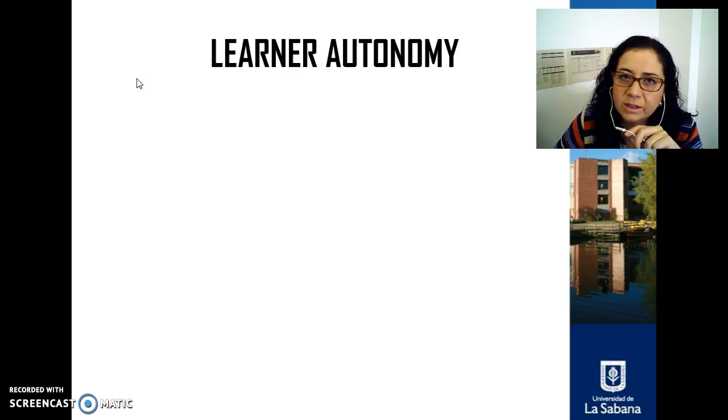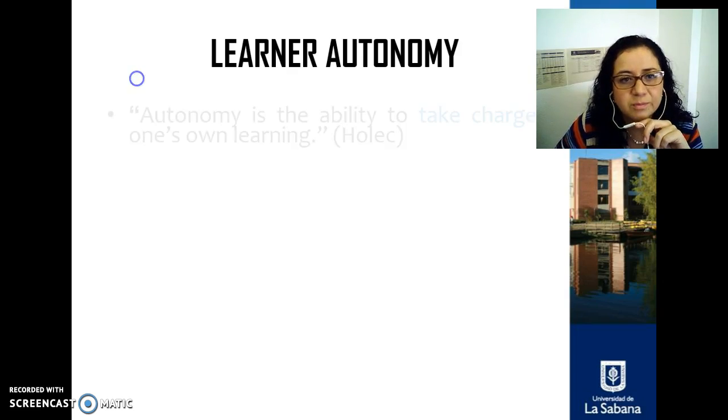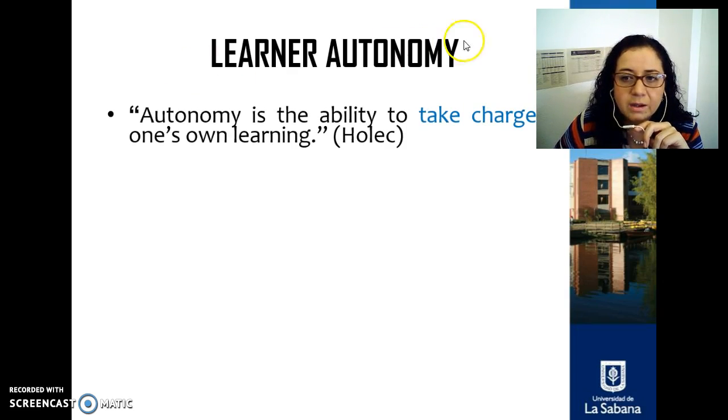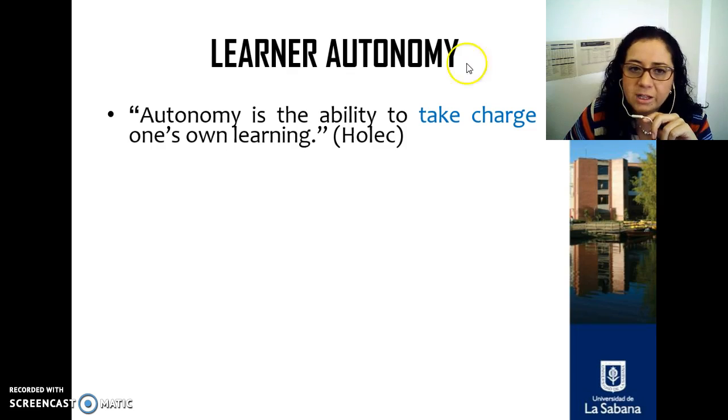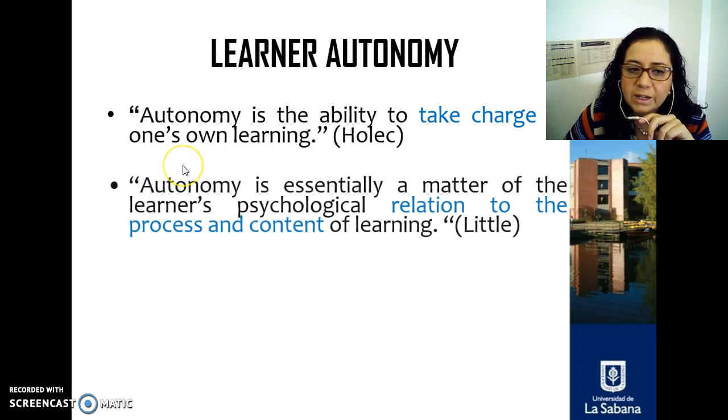Let's take a look at learner autonomy, just a brief look before you delve into the readings for this module. For Hollick, autonomy is the ability to take charge of one's own learning. For Little, autonomy is essentially a matter of the learner's psychological relation to the process and content of learning. I would like to point your attention to the highlights we have in blue.